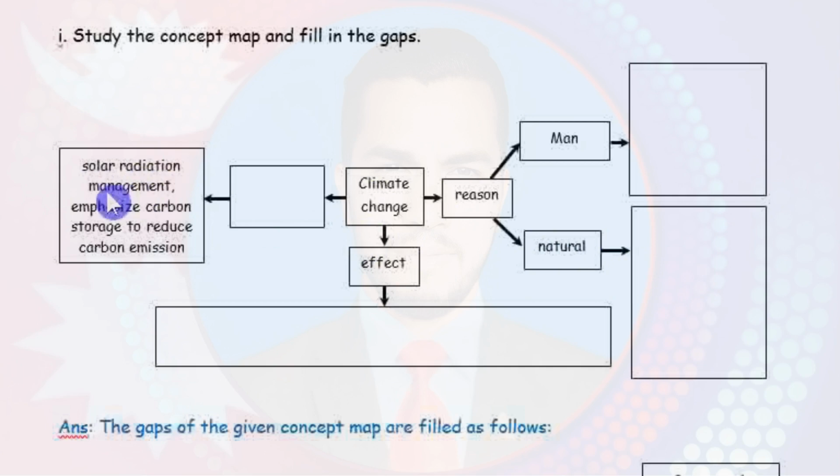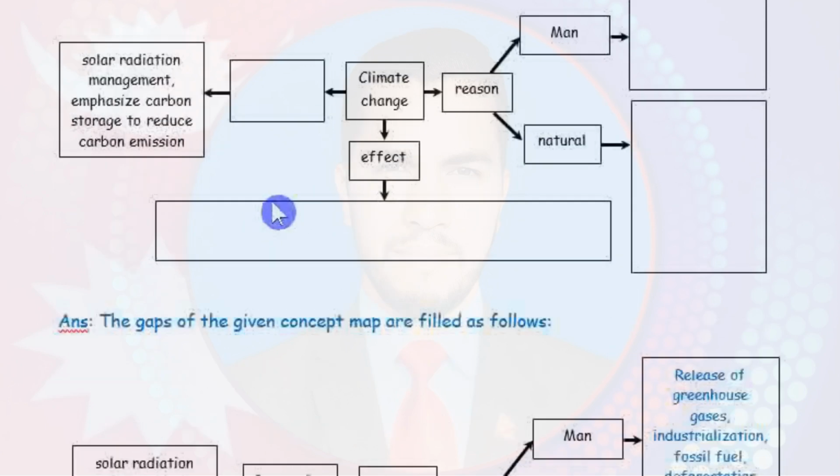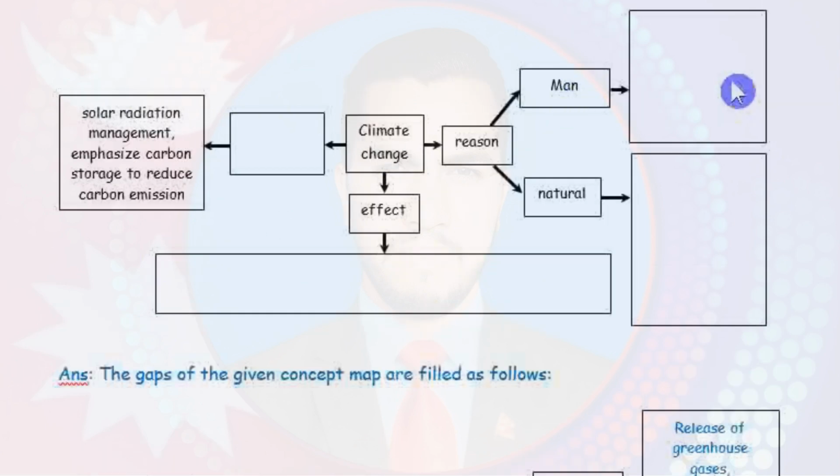Similarly here, solar radiation management, emphasize carbon storage to reduce carbon emissions. So I think here it is going to say about the prevention, which is going to be shown on this side. Below, we can write the effects of climate change. Here we can write the human activities due to which climate change is happening.